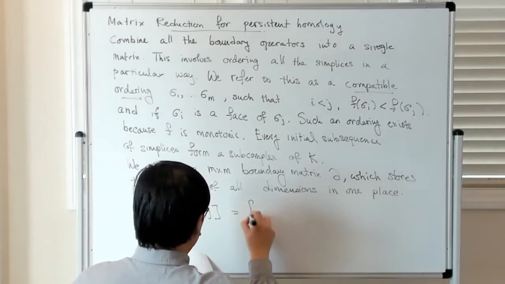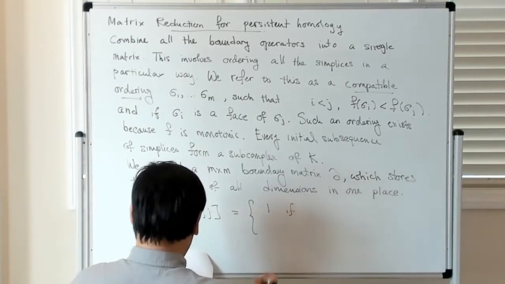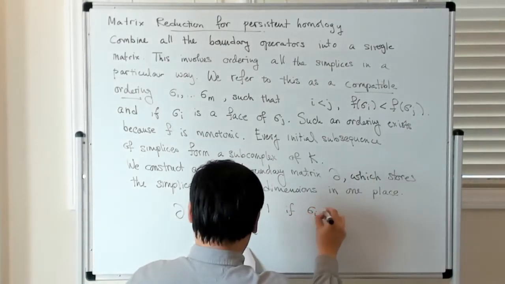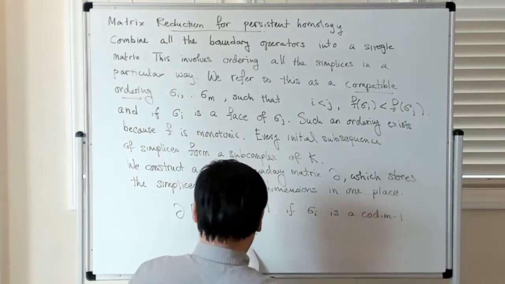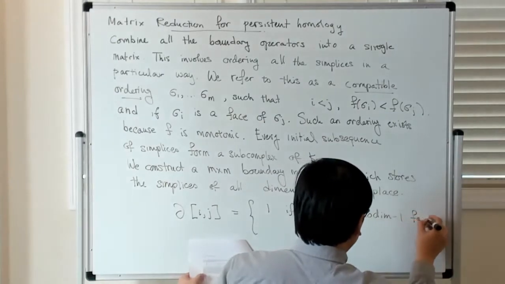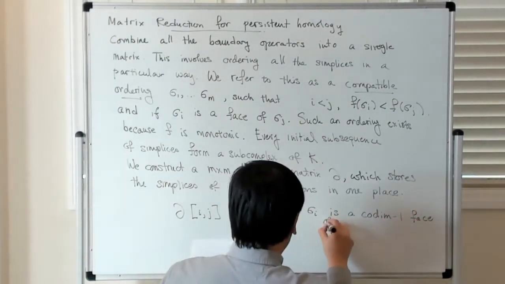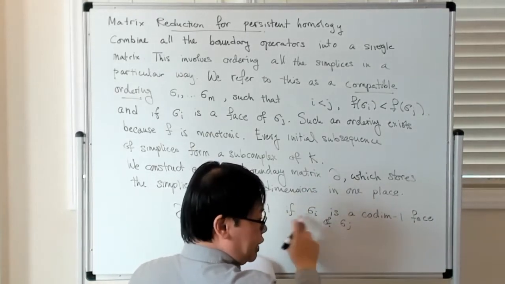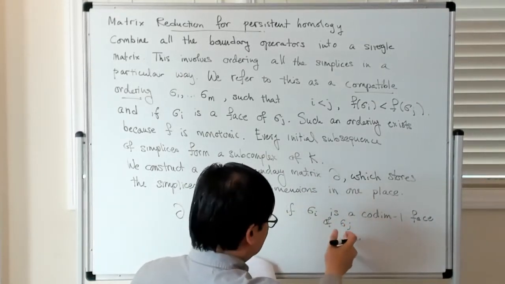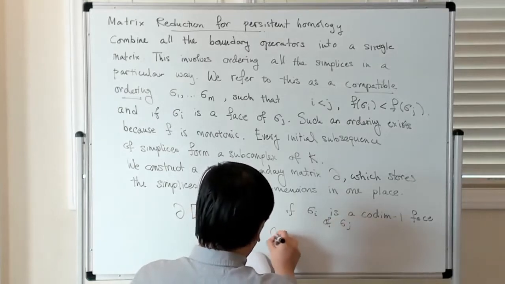So this is just one if sigma I is a codimension 1 face of sigma j. That just means that sigma I is a face of sigma j and it has dimension 1 less than sigma j, okay? And then it's 0 otherwise.